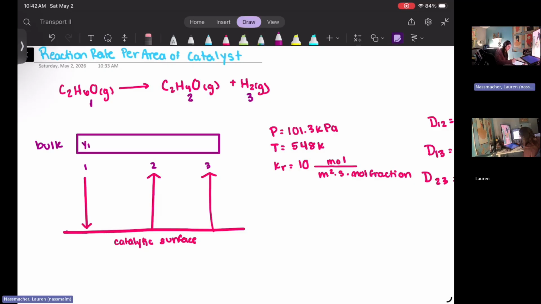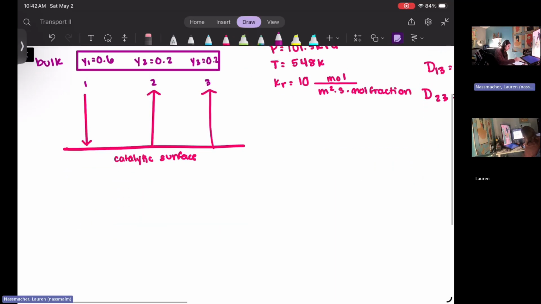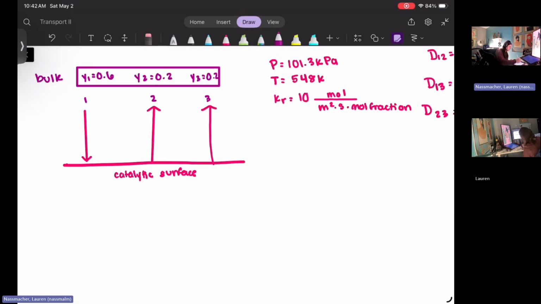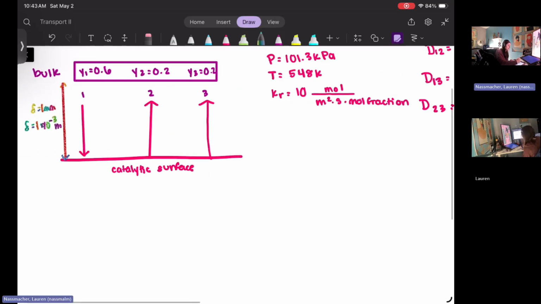And our mole fraction for each component is, for our first component, 0.6, our second is 0.2, and our third is also 0.2. Our thickness from the catalytic surface to the bulk has a number as well. Our thickness is equal to 1 millimeter, which we want to put in meters, so that's going to be 1 times 10 to the negative third meters. And then we're going to be working in changing positions, so that's going to be our z direction, and we'll just assume that this is the positive z direction.